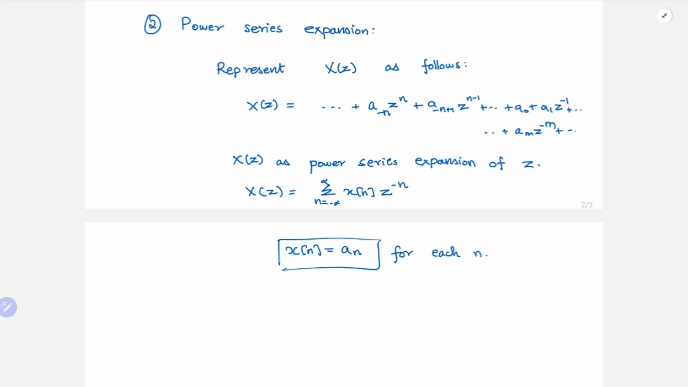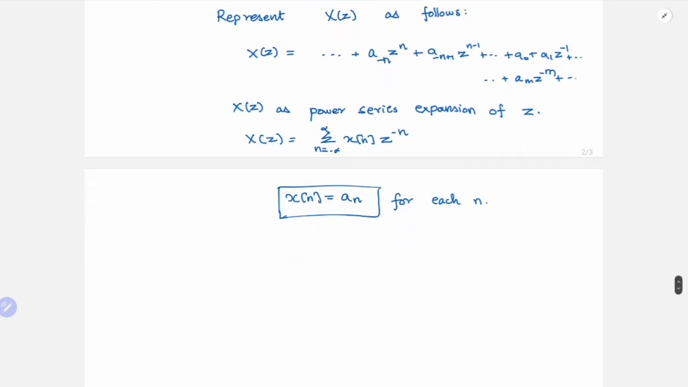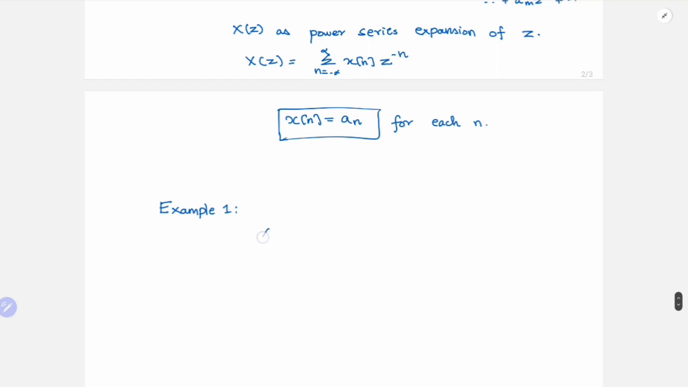Okay. So this is straightforward because the coefficient of each power of z gives you the direct value of x of n at that particular n. So we'll see some examples. Example 1. Let's see a straight away example.